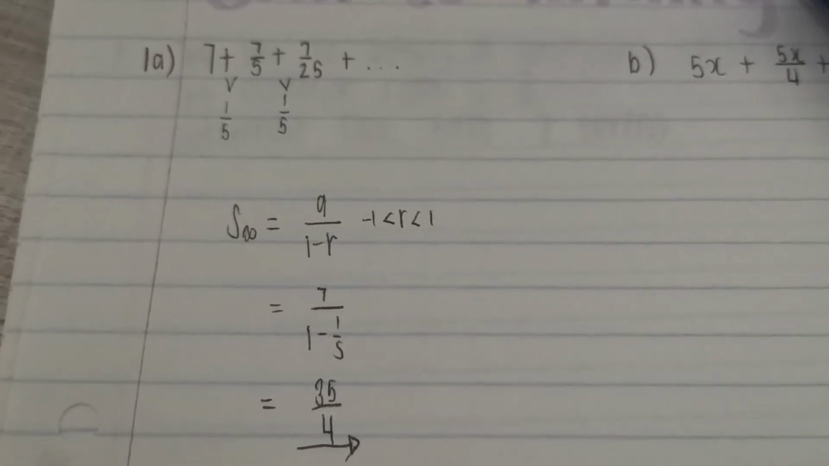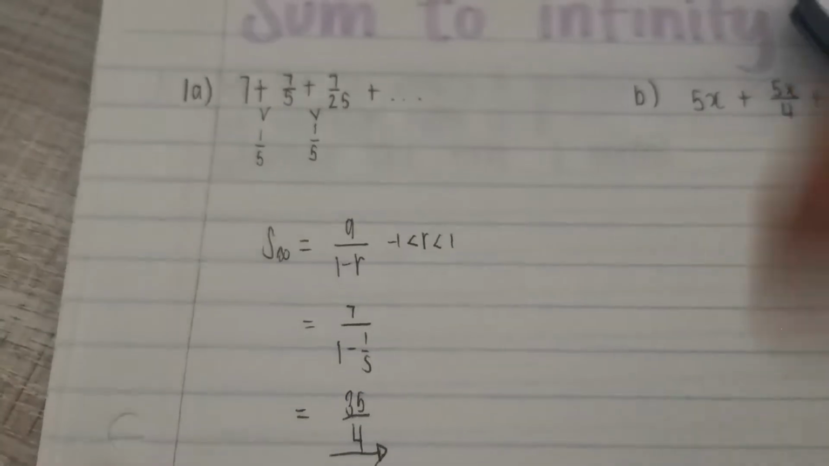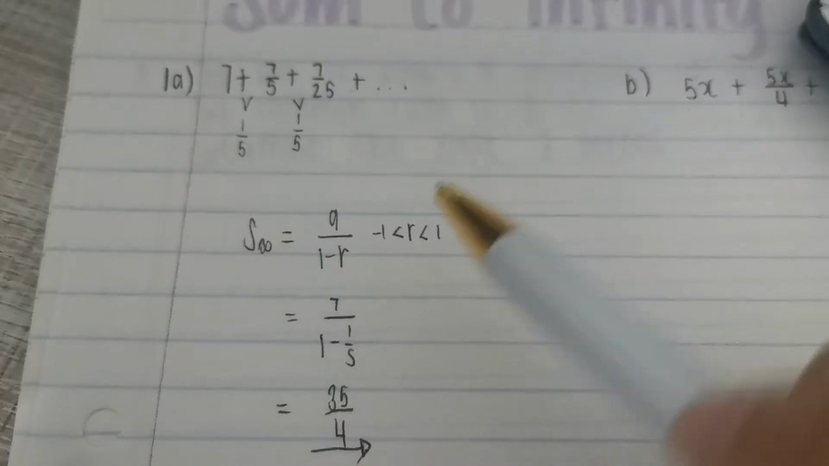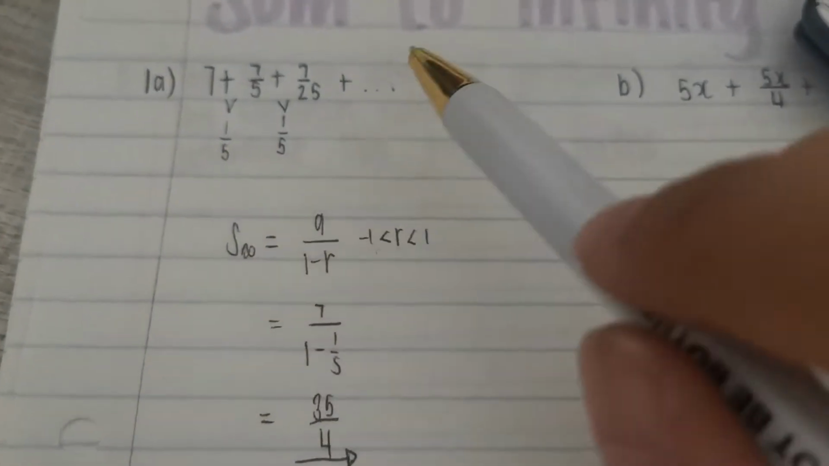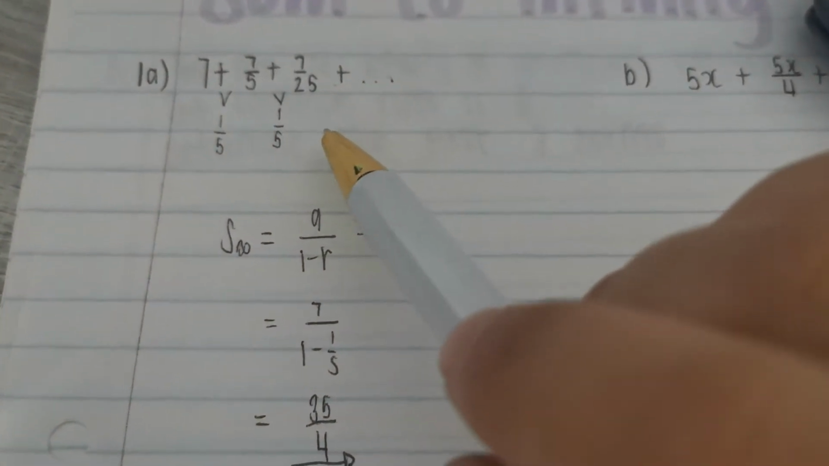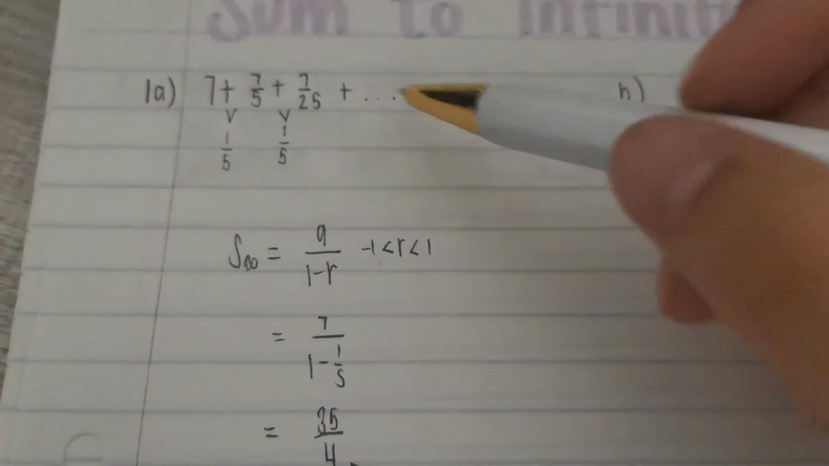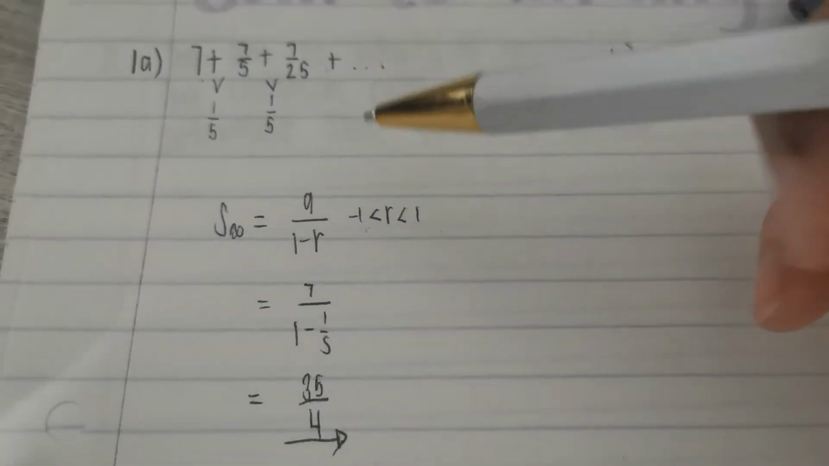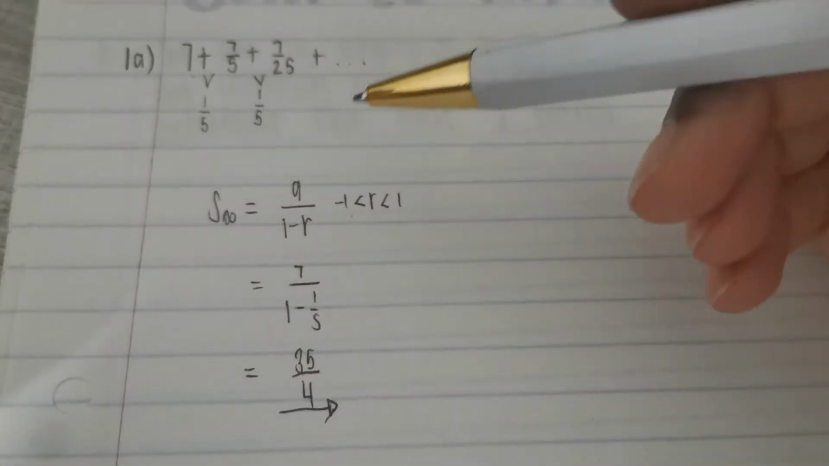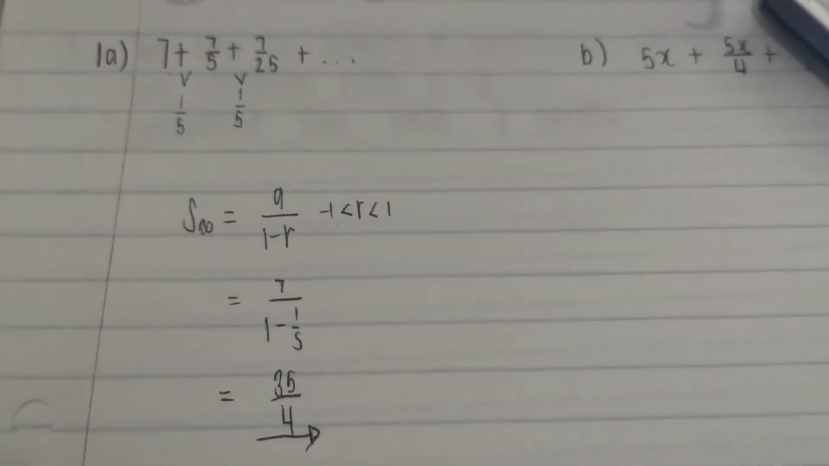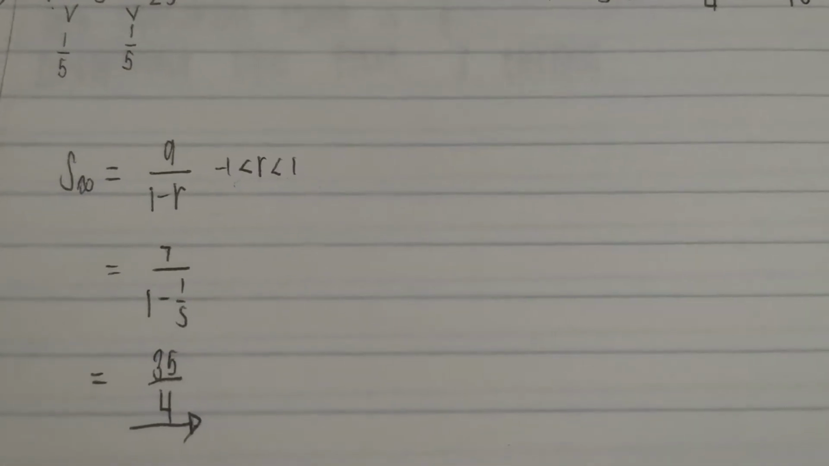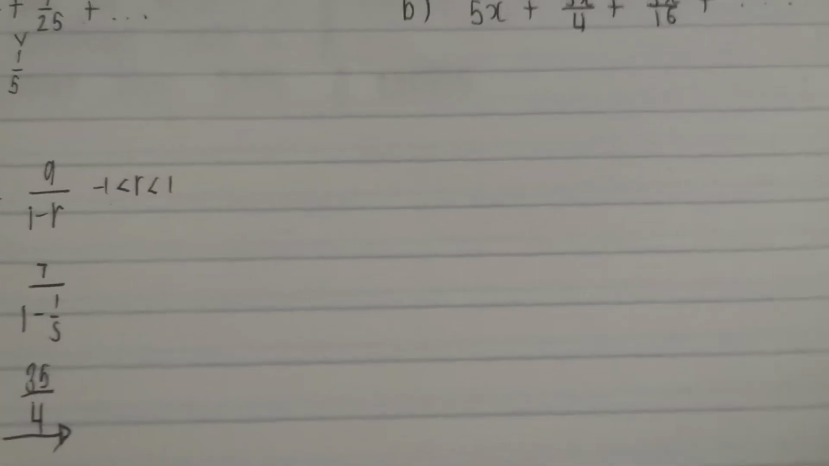You would have noticed that with sum to infinity, as you keep adding more terms in this geometric series that has a common ratio between negative 1 and 1, the sum is getting closer and closer and closer to a particular number. When we're doing the sum to infinity, we're trying to figure out what number it's approaching. So we're not adding an infinite amount of numbers. That makes absolutely no sense.